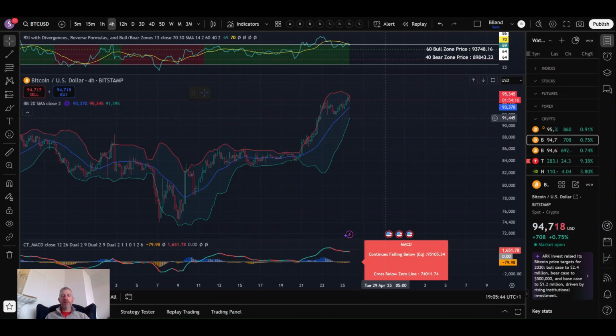And you can see that even if it happened over the next few time periods on the 4-hour, 91.5 is the bottom of the Bollinger Band, so that wouldn't really change the trend. That would just be sideways price action on the 4-hour time frame within a range somewhere between 91.5 and 95.5.